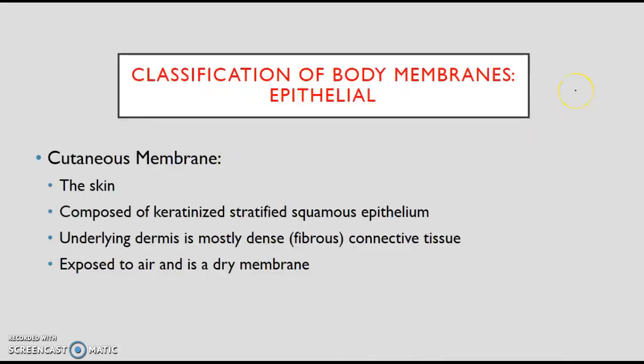All right, so the cutaneous membrane, aka the skin, is made of stratified squamous epithelium. And then you see this word here, keratinized. All that means is these cells are pumped full of keratin, which is a protein that makes them really, really strong. Underneath the skin is a second layer called the dermis, which is going to be made of connective tissue. It's exposed to dry air, so it is a dry membrane.